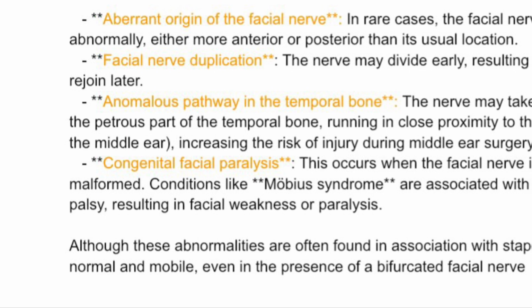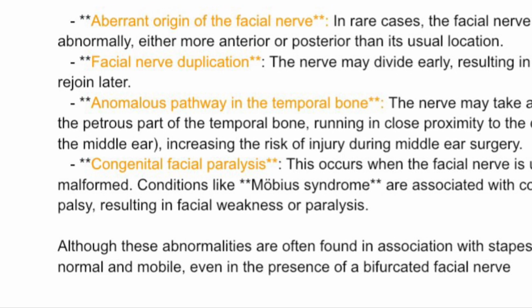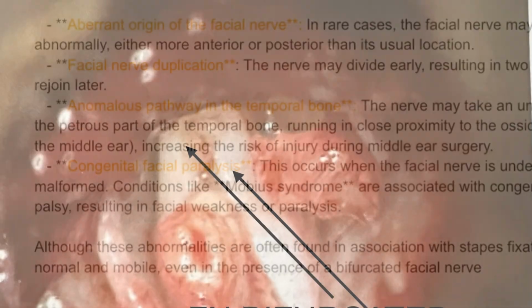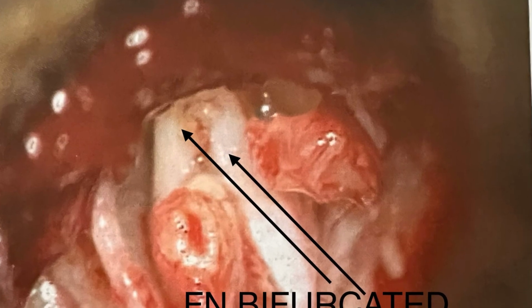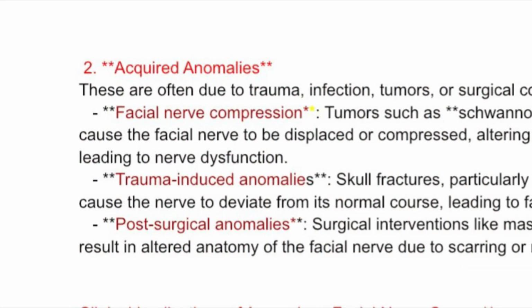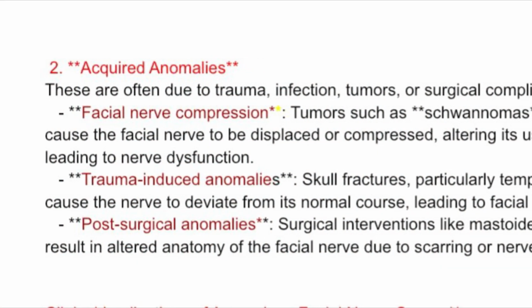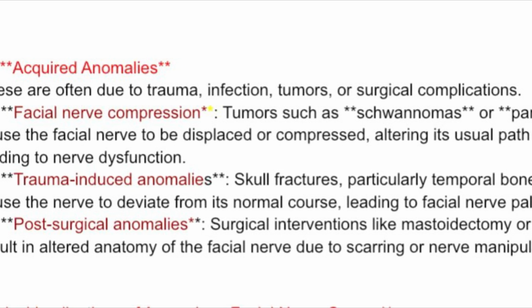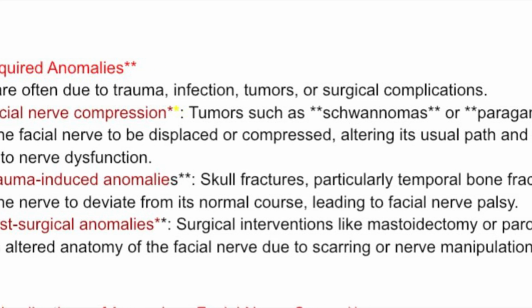For instance, the nerve may run in close proximity to the ossicles in the middle ear, increasing the risk of injury during surgery. Acquired anomalies are often due to trauma, infection, or tumors. Facial nerve compression by tumors, such as schwannomas, can cause displacement or compression, resulting in altered nerve function.